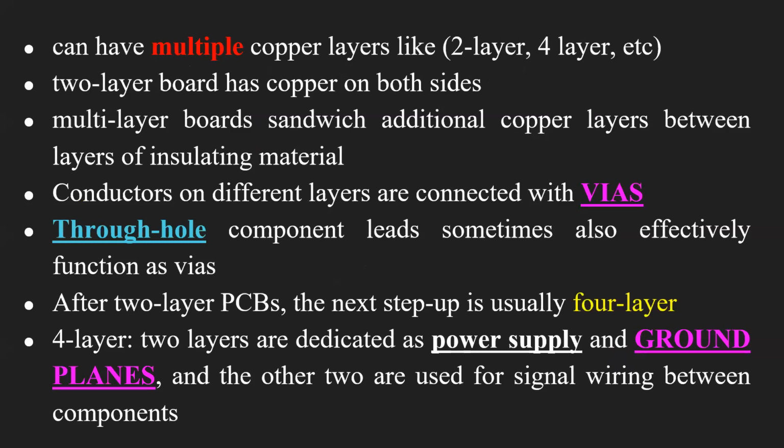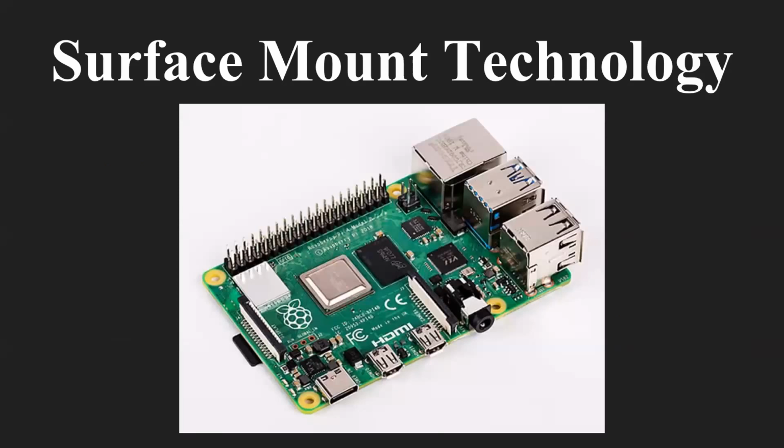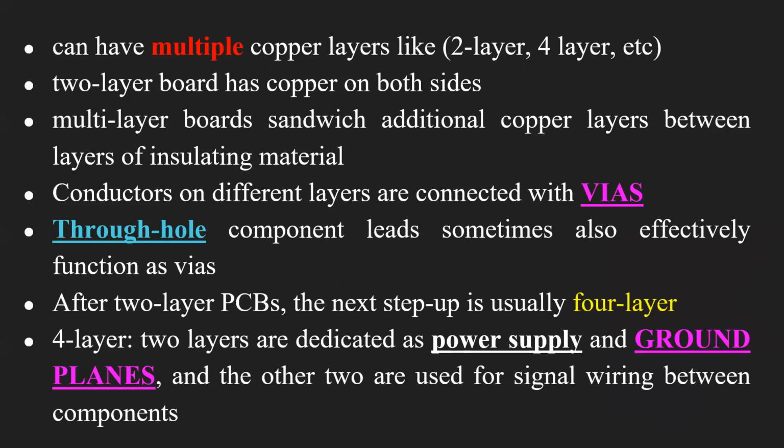To get more on what is PCB, it can have multiple copper layers like 2 layers, 4 layers, 6 layers, 8 layers, and this picture has the Raspberry Pi, which is an 8-layer PCB. You need not worry about what the 2-layer, 4-layer, 6-layer, 8-layer PCBs are. A 2-layer board has the copper layer on both sides, so you can connect the components on the top side as well as on the bottom side.